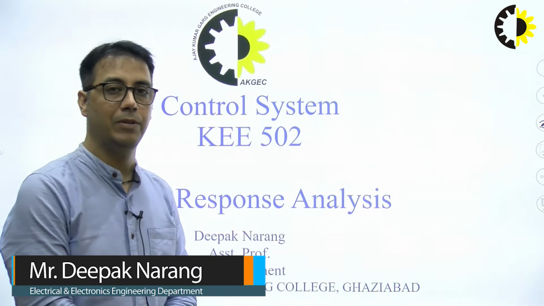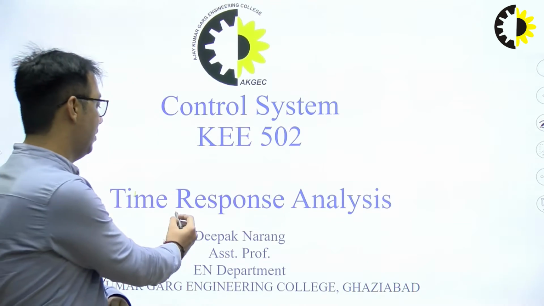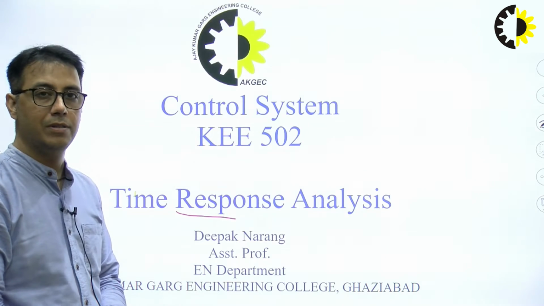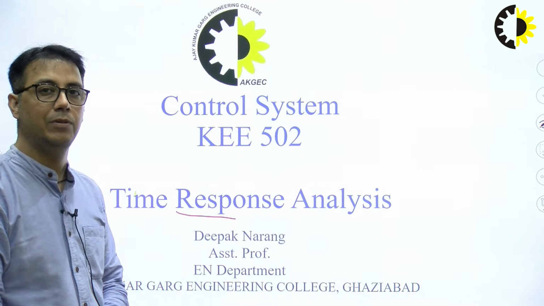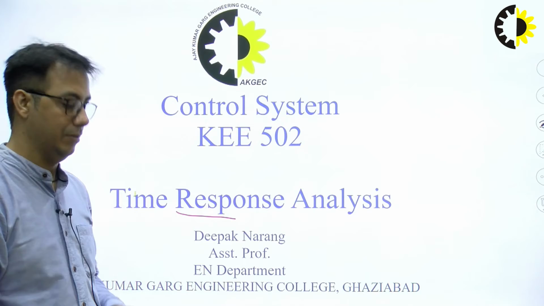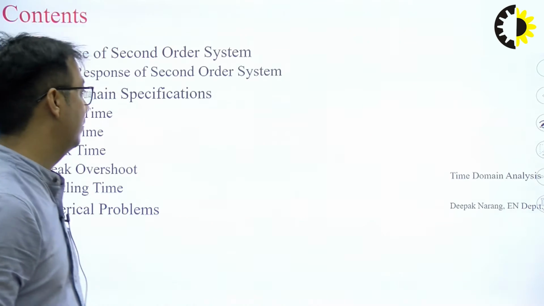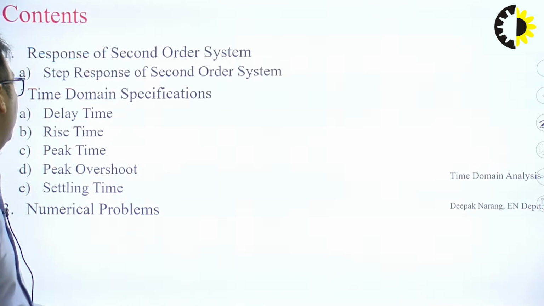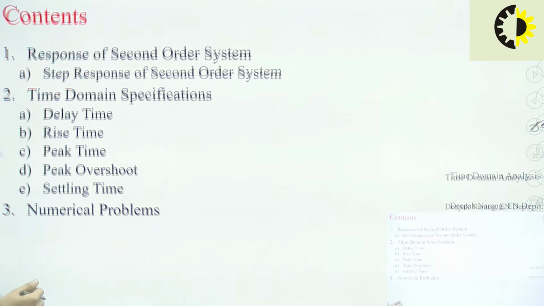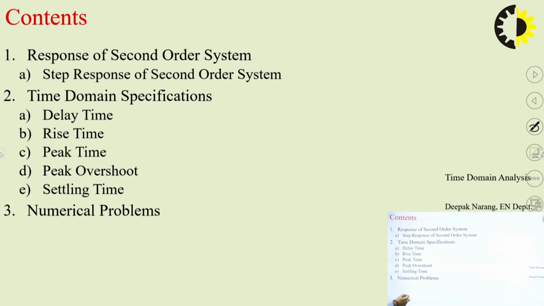The topic of my today's discussion is time response analysis of second order system, which is a very important topic of Unit 2 in this subject. So these are basically the topics of my today's talk. Response of second order system. Basically we are going to derive the step response of second order system and the related time domain specifications, which are delay time, rise time, peak overshoot, and settling time, and related numericals with this topic.